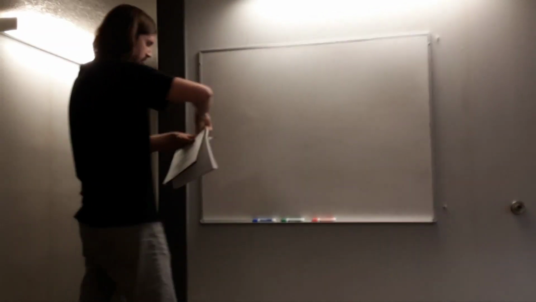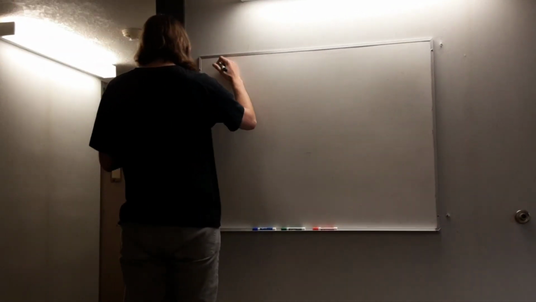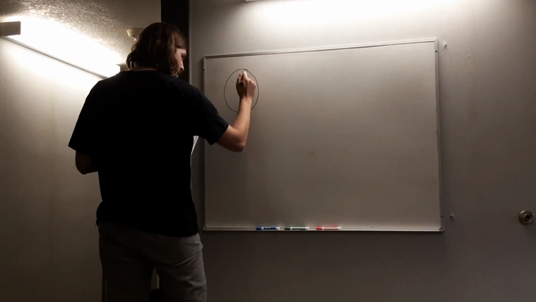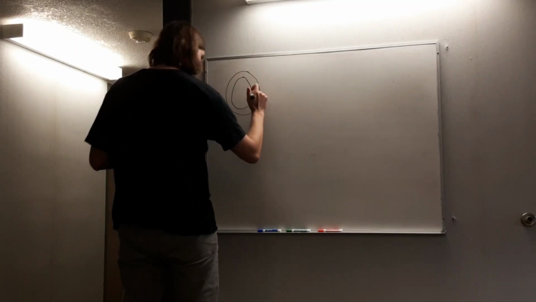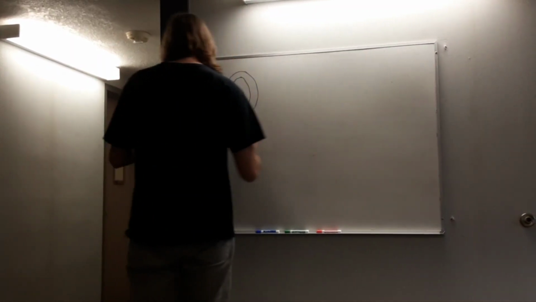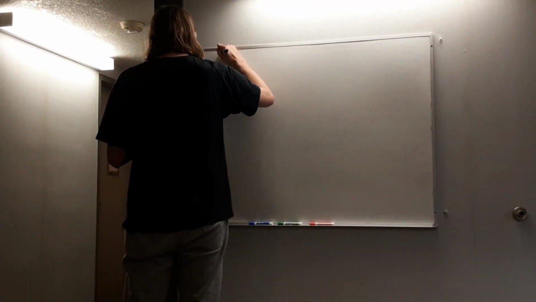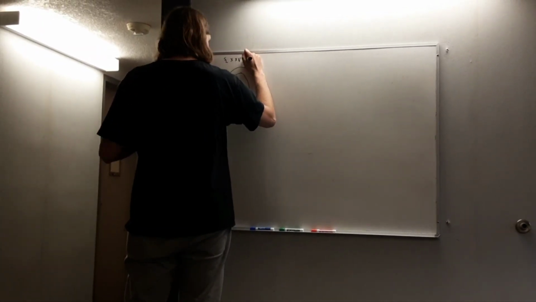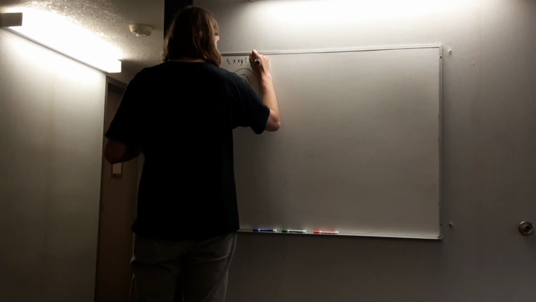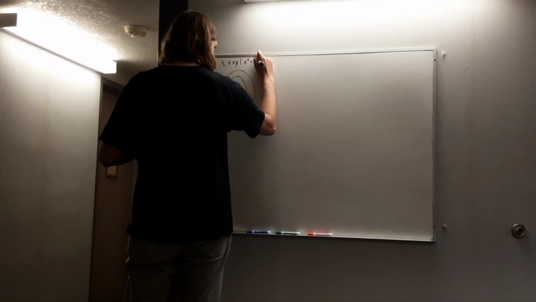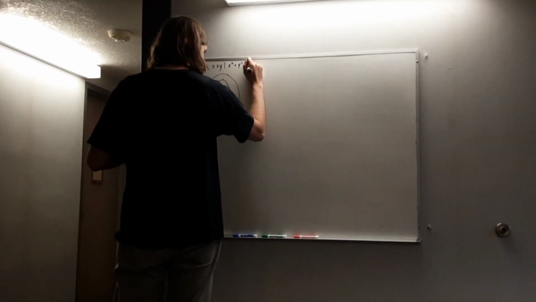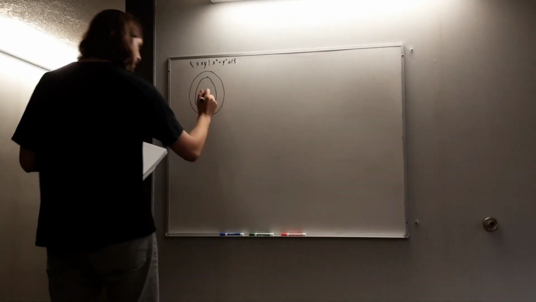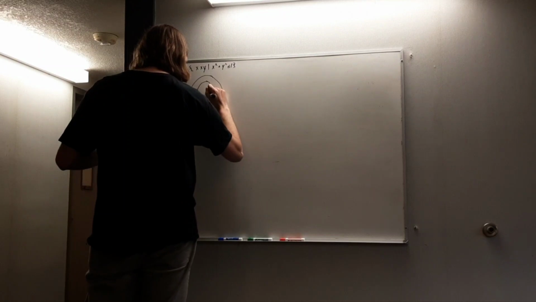So if we let ourselves have a circle called X, we're going to define X as, should we draw the circle first? So we can define this circle as X cross Y, where x squared plus y squared is less than or equal to 1.